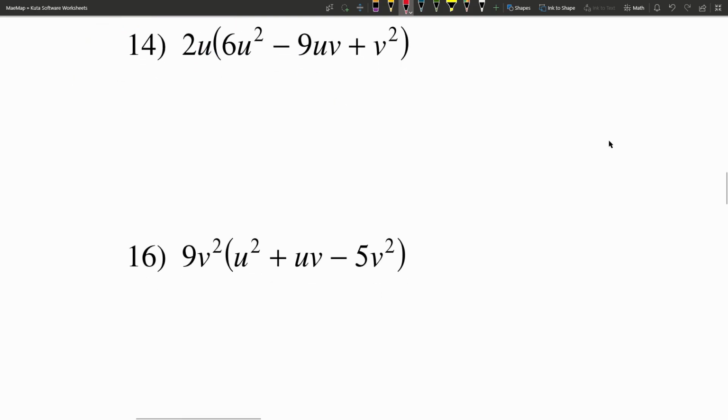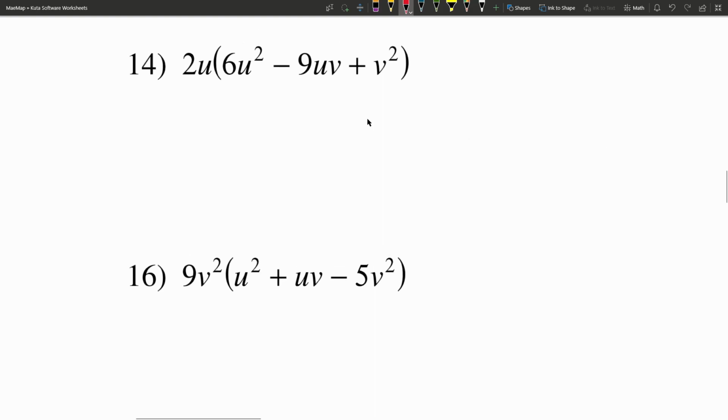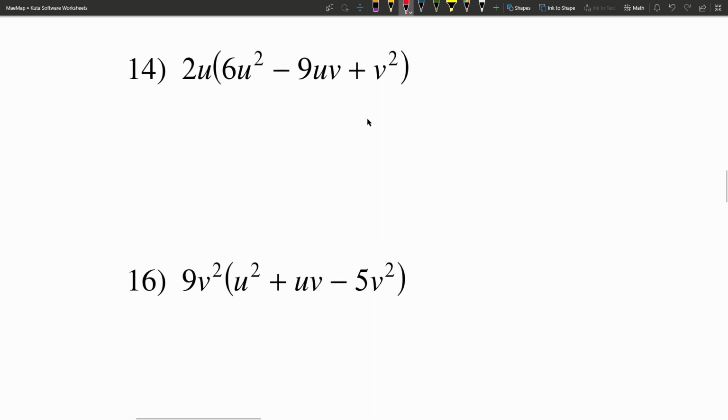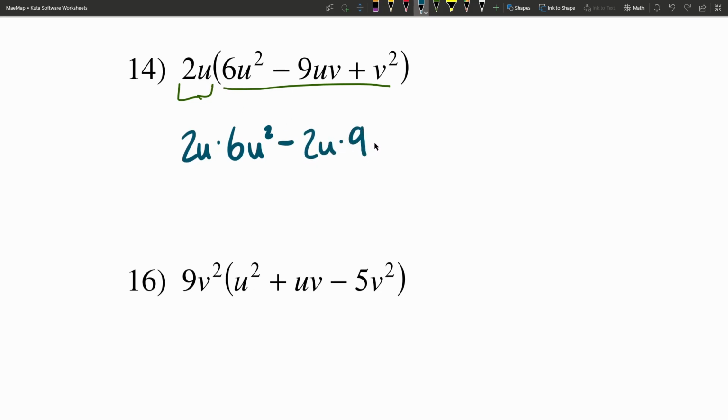Moving on to number 14, we have 2u times 6u squared minus 9uv plus v squared. So taking that monomial and multiplying it to our polynomial, we're going to start by taking 2u and multiplying it by the first term in our polynomial, 6u squared. Then there's subtraction next, so we're going to subtract our monomial of 2u multiplied by the next term in our polynomial, 9uv. And then finally, there's addition, and we're going to add our monomial of 2u multiplied by v squared, that last term in our polynomial.